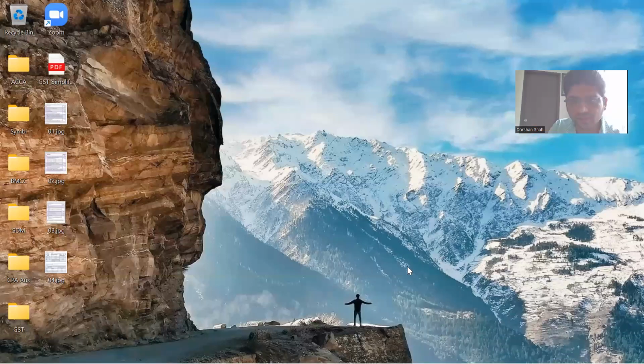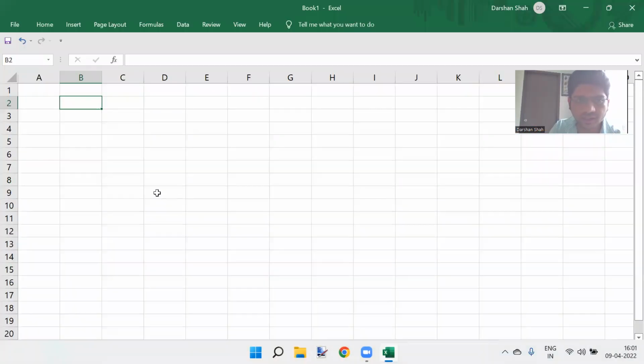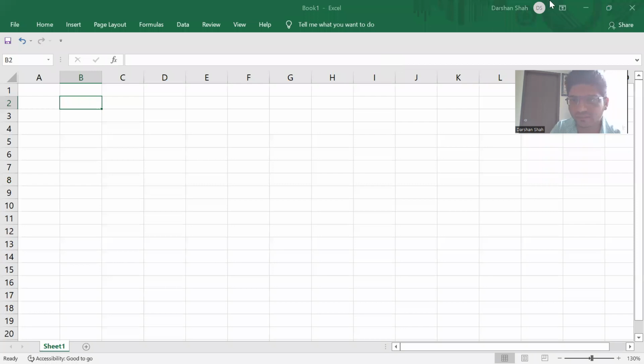I hope you guys did some reading yesterday or revised something from yesterday's session. So we'll do a quick revision within 2-3 minutes, and then we can start with today's concept. Yesterday we started with GST, goods and services tax. You can see the screen that I've shared.